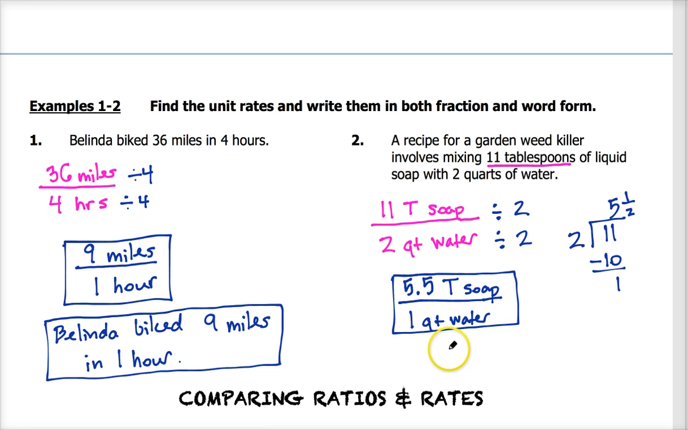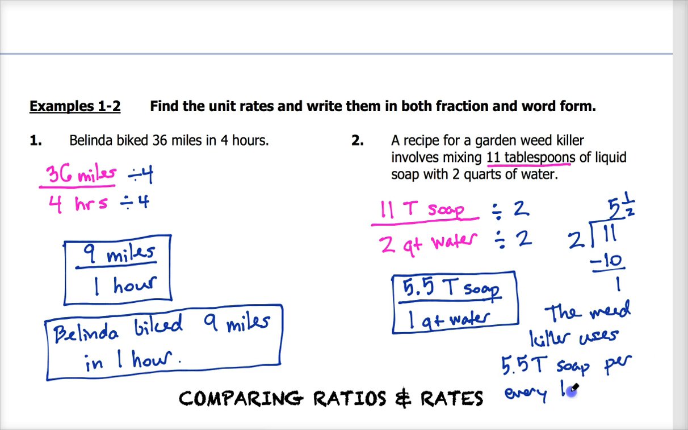So we could say in words that the weed killer uses 5.5 tablespoons soap per every 1 quart of water.